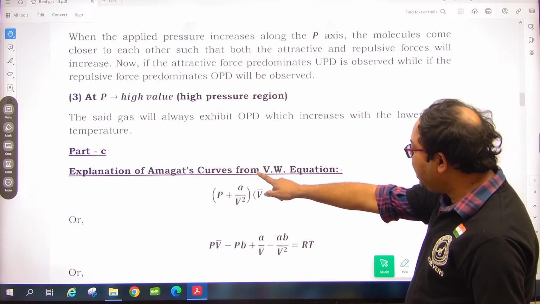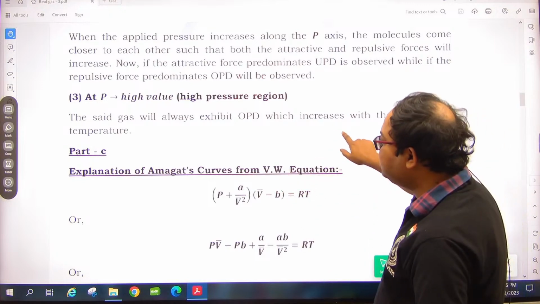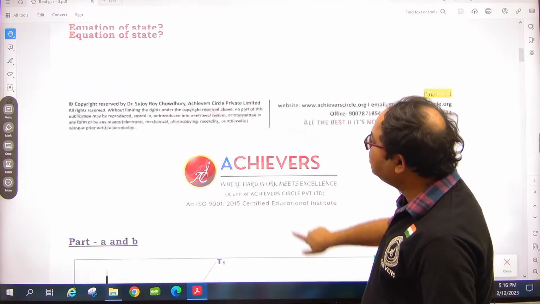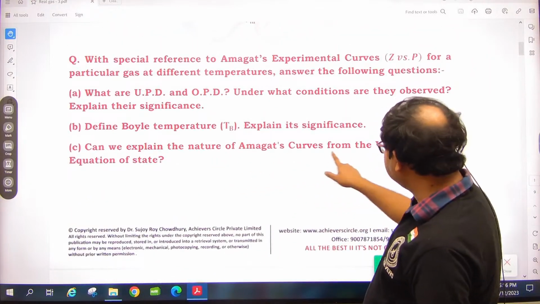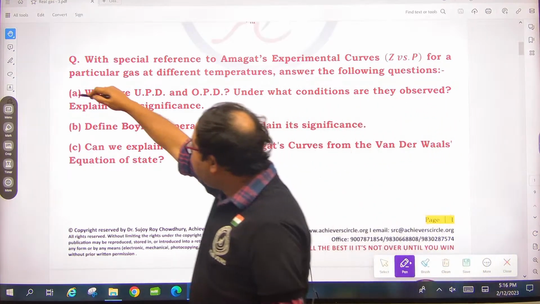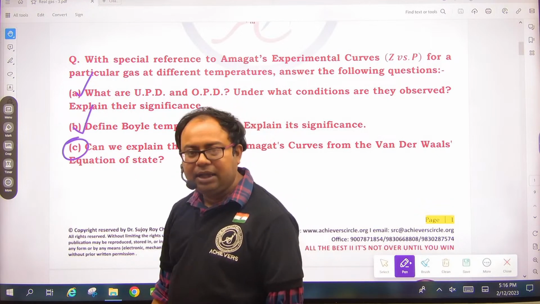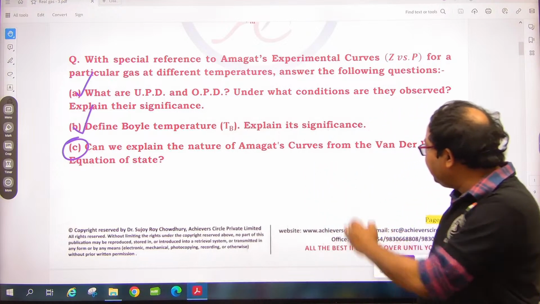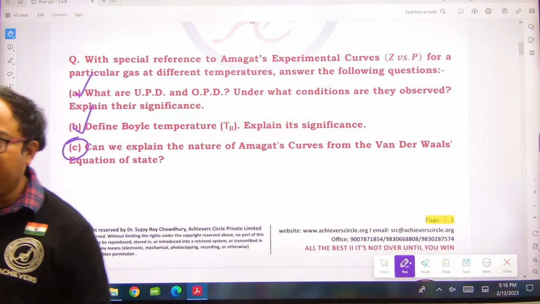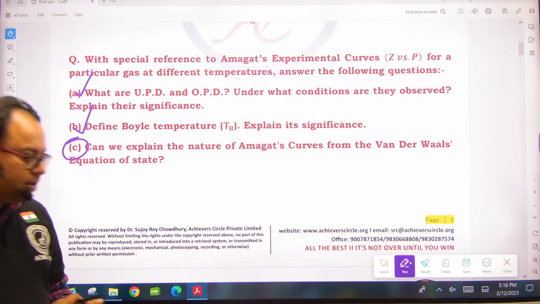Explanation of Amagat's curves from Van der Waals equation of state. This is our part C. They have asked, can you explain the Amagat's curves from the Van der Waals equation of state? So part A and part B got answered. Now we are moving on to part C, the explanation of Amagat's curves from the Van der Waals equation of state. Here we will explain the Amagat's curves from the Van der Waals equation of state.